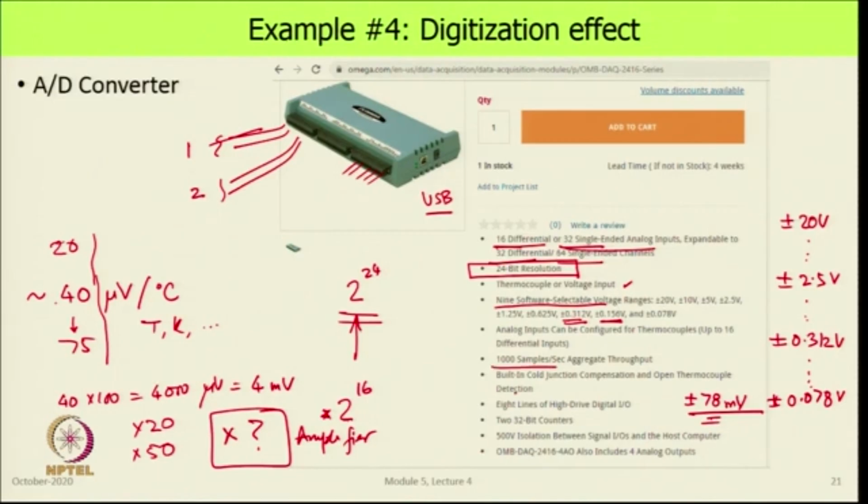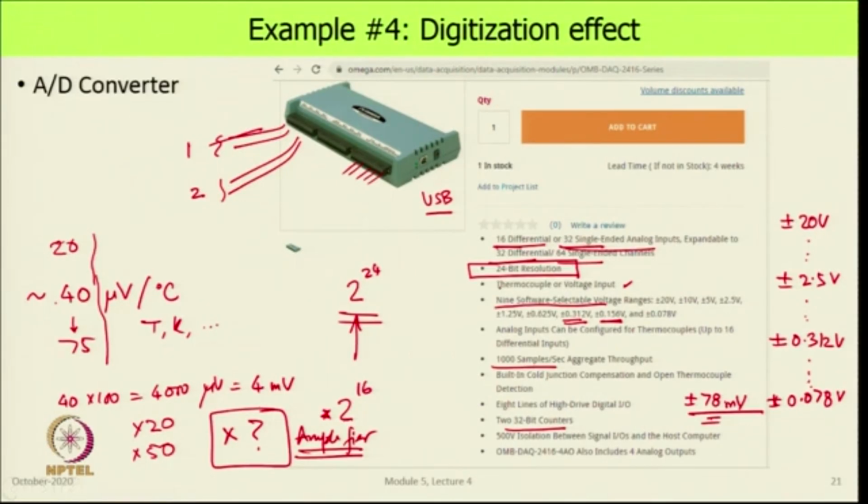Then it gives 1000 sampling rate, and then there are counters, and then the remaining thing over here. So, that tells us how amplifiers and the input signal. So, this could be a thermocouple input, or if it is just a voltage signal in that range, it makes no difference, this device will take it.